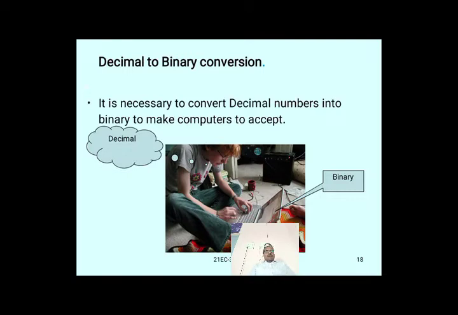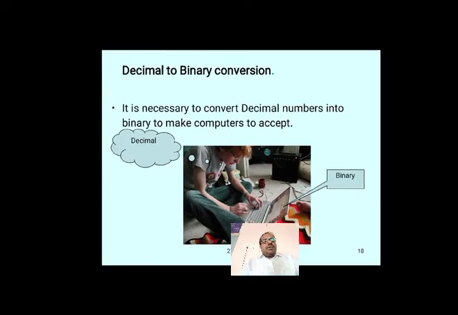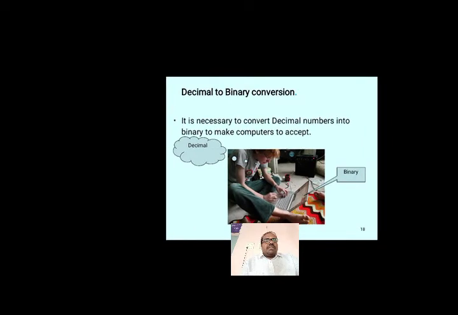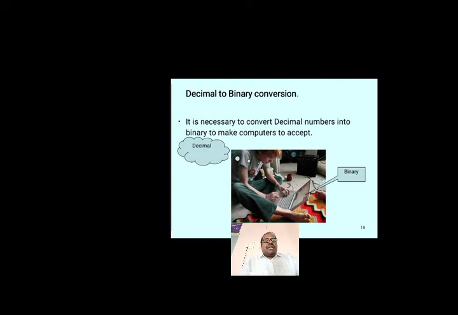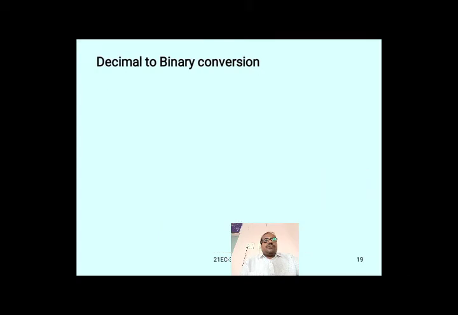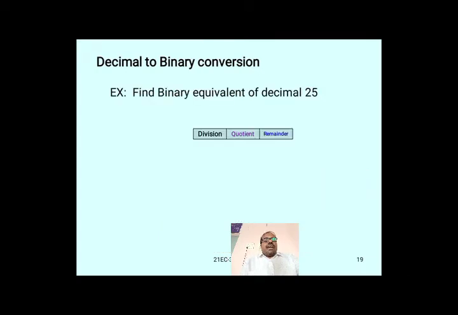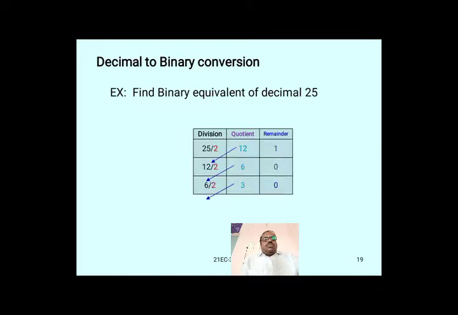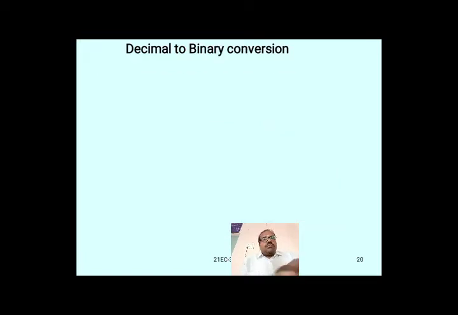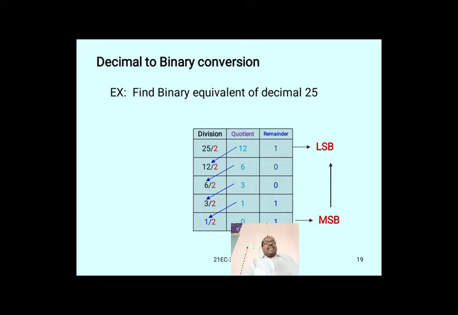I have given a simple picture also to you. Decimal numbers are placed in binary form in the computer. Now conversion: find the binary equivalent of decimal 25. I have taken a decimal value 25 here, and I want to convert it into a binary number.